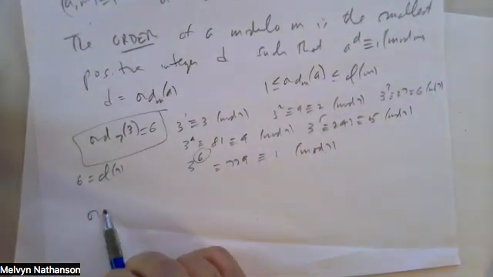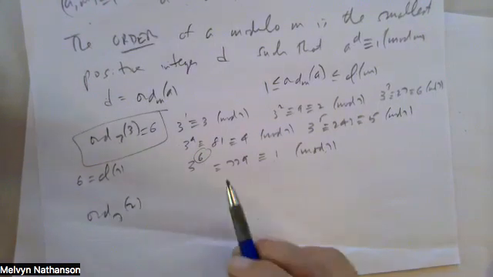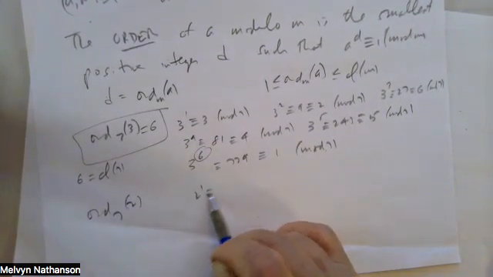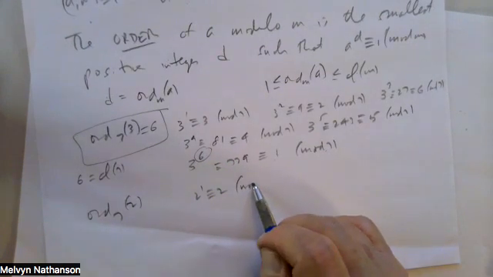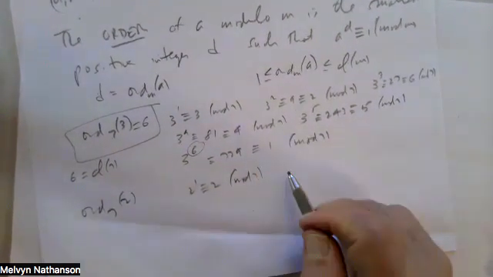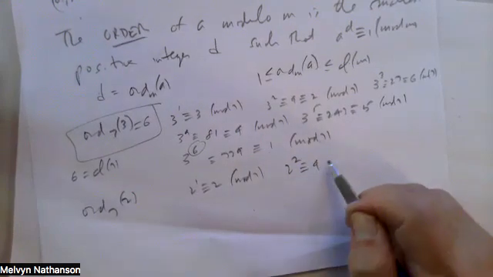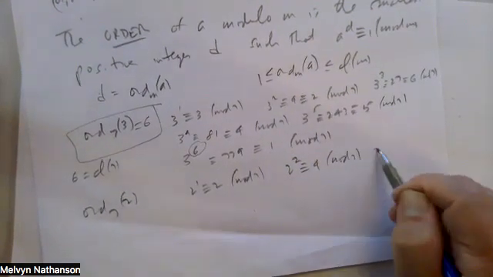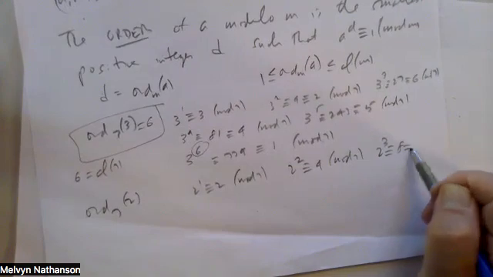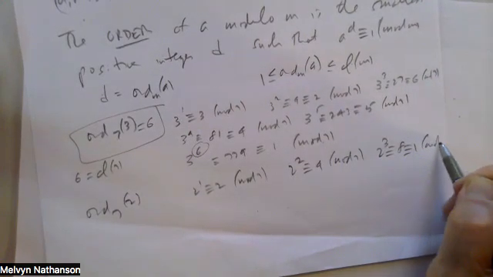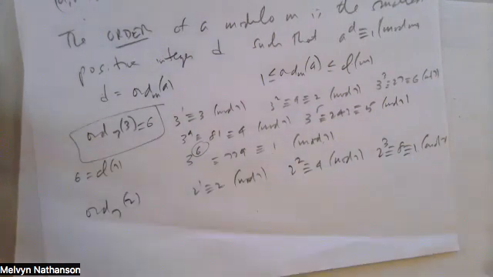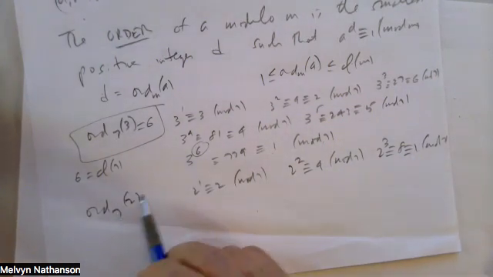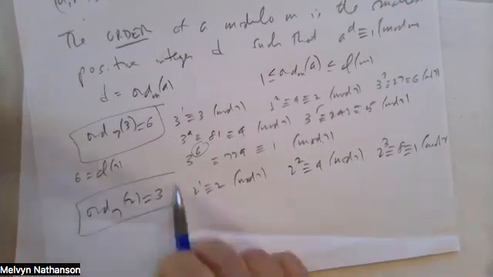What about 2? What is the order of 2 mod 7? So 2 to the first power is 2 mod 7. 2 squared is 4 mod 7. 2 cubed is 8, which is 1 mod 7. So the first power of 2 congruent to 1 mod 7 is 3. The order of 2 mod 7 is equal to 3.